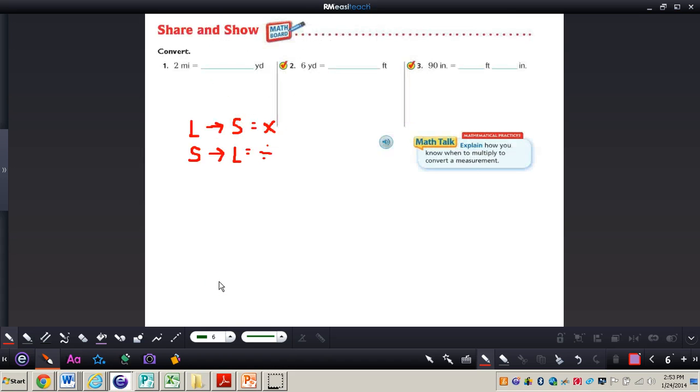Now I want you to turn to page 407 to the Share and Show section, numbers 1 through 3. I want you to do these 3 problems at your seat all by yourself, and then you can press play, and I will have the answers for you. Just remember, larger to smaller, you multiply. Smaller unit of measurement to larger, you're going to divide. So I want you to pause the video now.